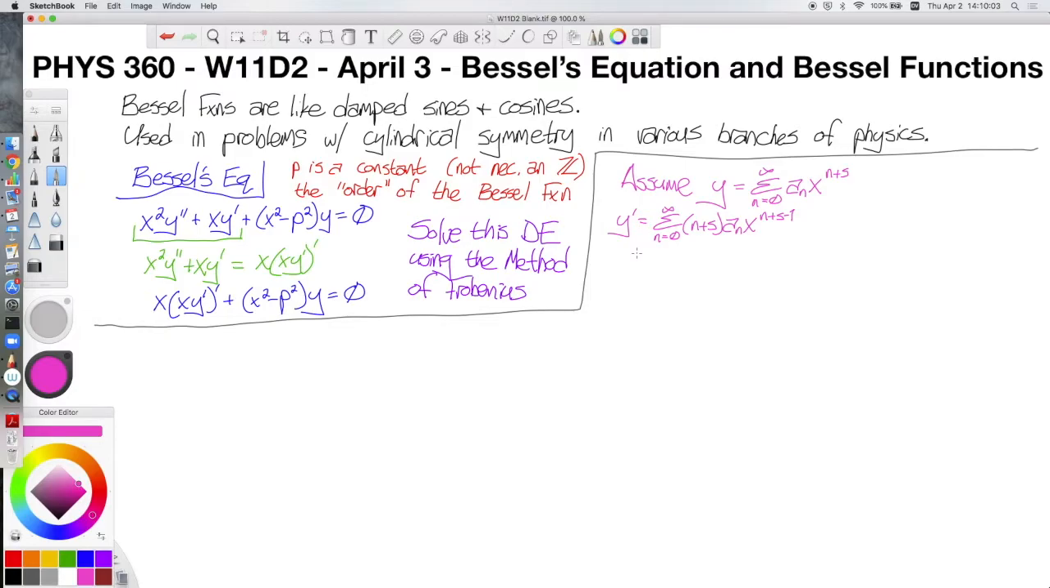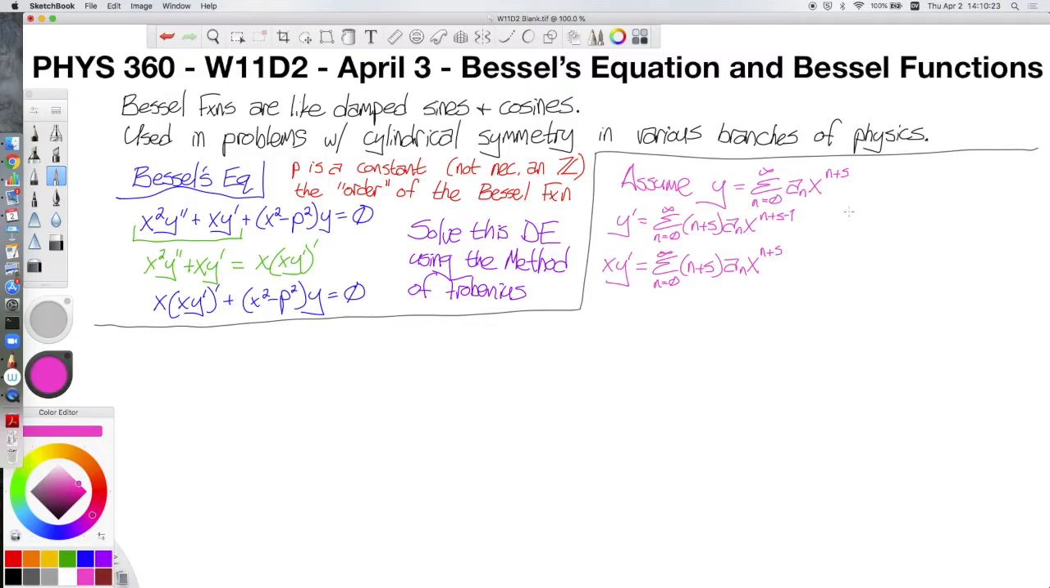Then, the next thing to do is multiply this by x to find out what x y prime is. All this amounts to is adding 1 to our power of x in the previous expression. So we get the sum from n equals 0 to infinity of n plus s, a sub n times x to the n plus s.